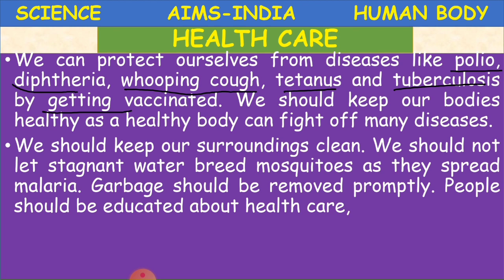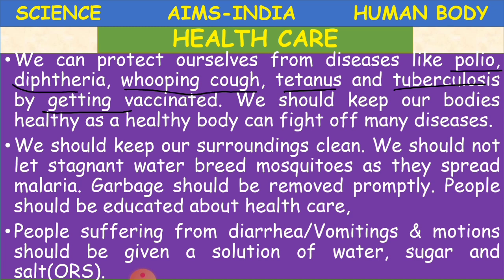Clear, children? Yes. And now people suffering from diarrhea or vomiting and loose motions should be given a solution of water, sugar and salt. So diarrhea is nothing but vomiting and motions simultaneously. So when such a condition occurs, immediately what we have to do, children, we have to take a solution, that is ORS. ORS we call it water, sugar and salt. We have to mix sugar and salt in water and take it so that it gives us energy and it will stop the water loss in our body.